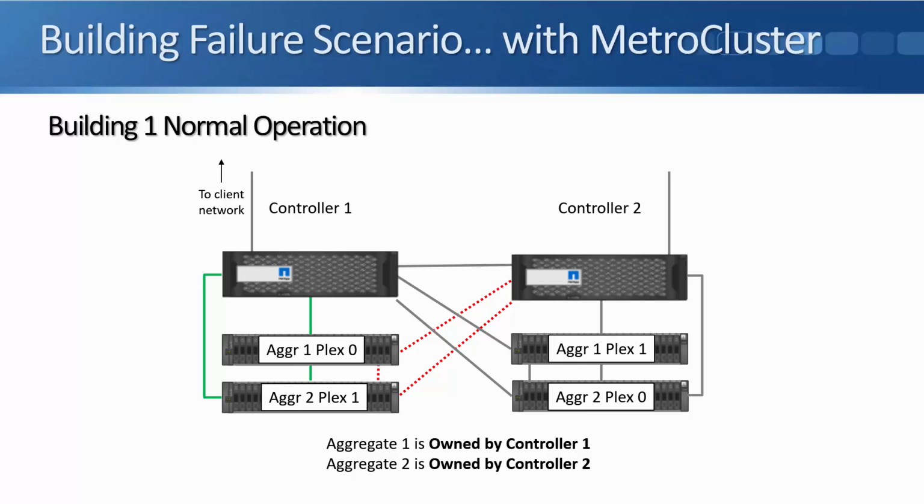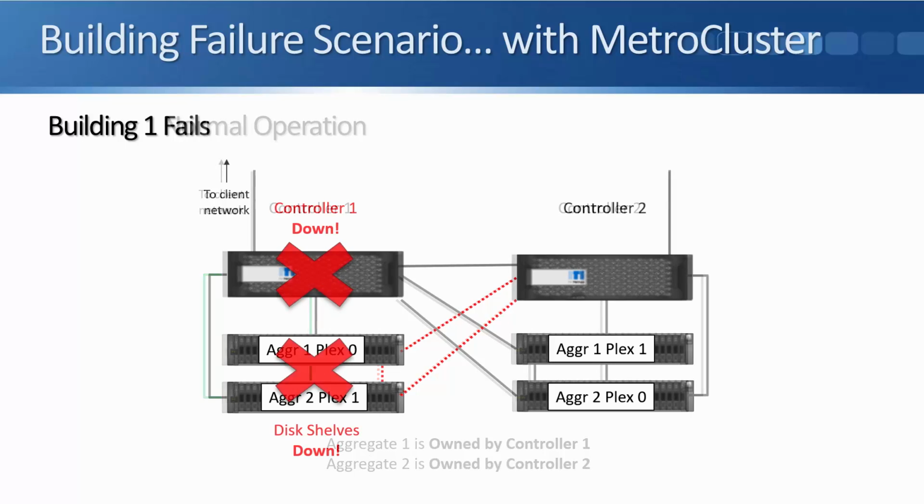You can see here I've got my two controllers again, controller 1 in one building, controller 2 in another building. Controller 1's got its disk shelves and controller 2 has got its disk shelves. But what we do now is aggregate 1 is still owned by controller 1, but I have it sync mirrored across the two buildings. So Plex 0 is in one building, Plex 1 is in the other building. And I do that for aggregate 2 as well.